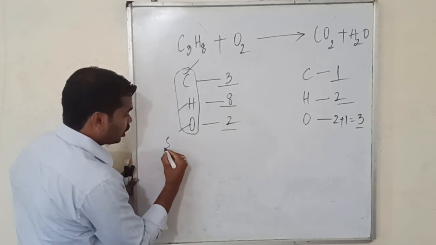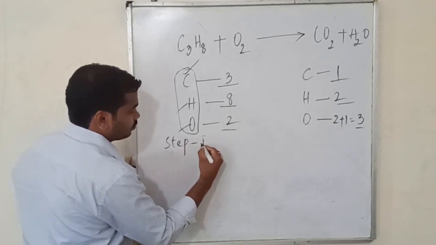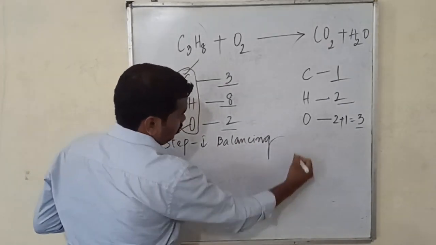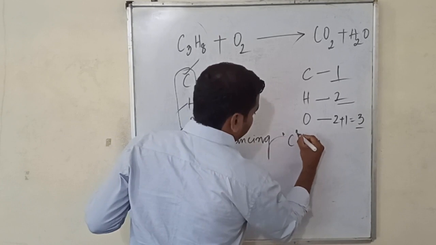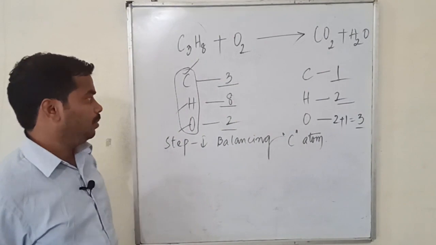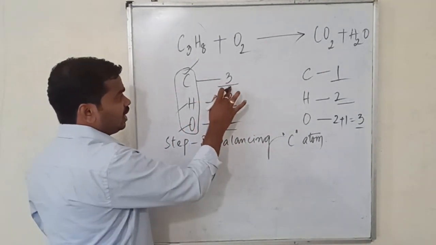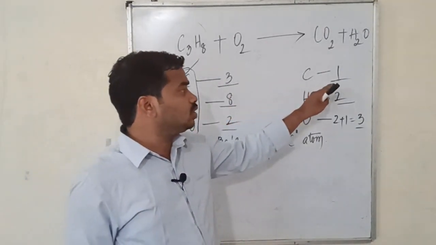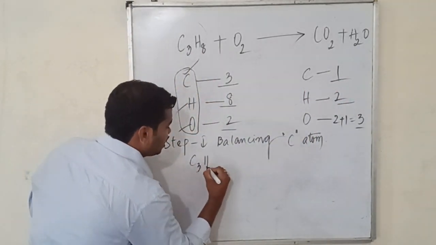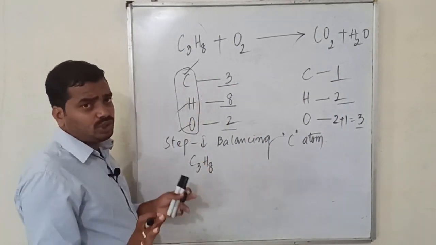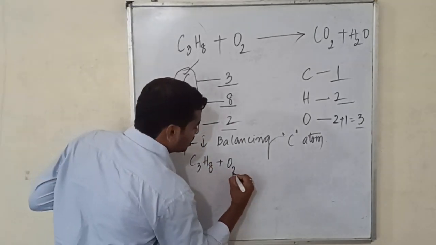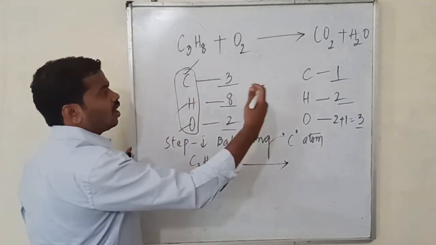Okay, so you have to write like this. Step 1, balancing carbon atom. Now you see, how would you balance? Here if there are 3, on the right hand side also you must have 3, right? So what I am going to do is C3H8. On the left hand side, no need to alter or change anything. Just put it as it is, because you have to balance on the right hand side.